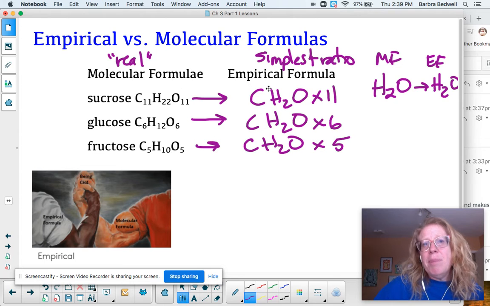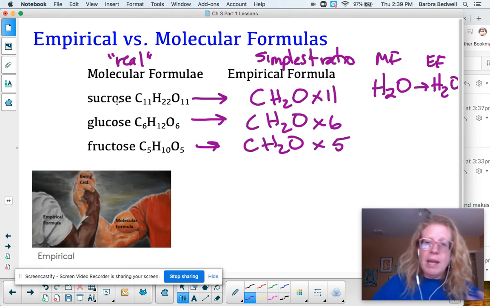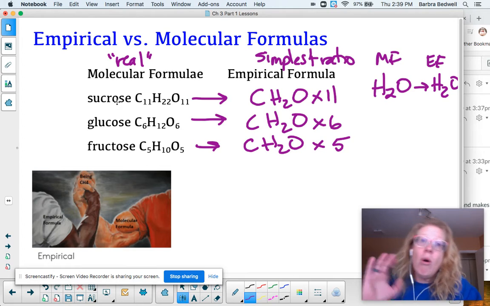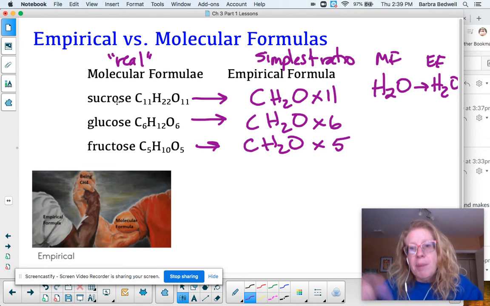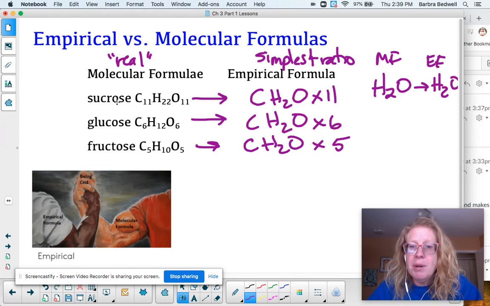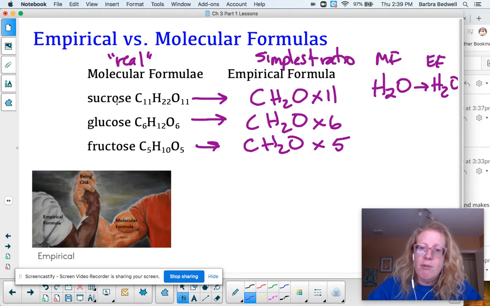So again, an empirical formula and a molecular formula are related because you can either think about it as reducing down, you reduce the molecular formula down to find the empirical formula, or go the other direction, you multiply up, right? The empirical formula is the simplest ratio. Some multiple of that empirical formula will be the molecular formula. It's always a multiple of it. So 5 times this would give you fructose, 6 times would give you that one.